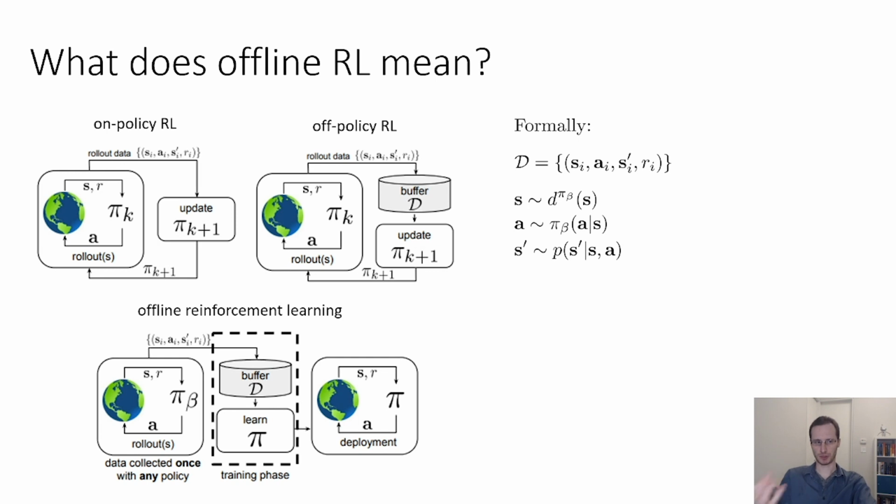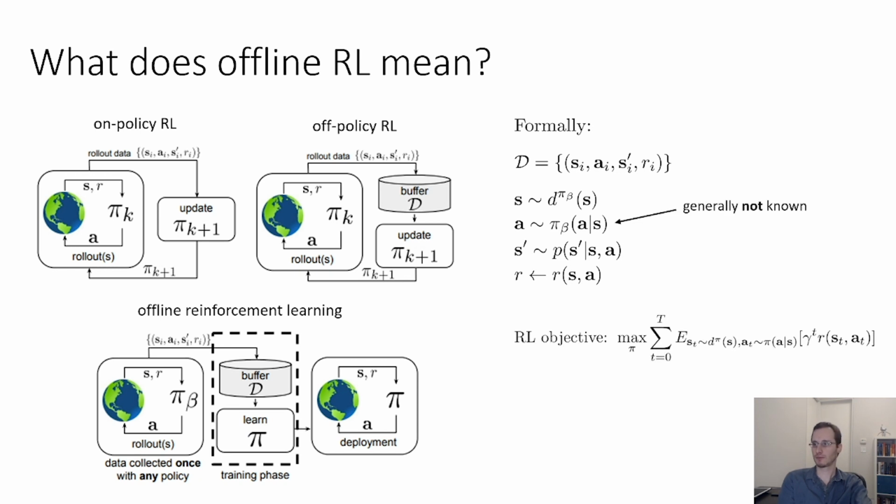The next state, of course, has to be drawn according to the correct environment dynamics probabilities, which we also don't know, but we assume that they're the same. And the reward comes from the reward function, also unknown, but also consistent. The RL objective is still the same. Our goal is still to find a policy that will maximize the expected reward when we actually run it in the environment. But we are not allowed to run it in the environment during training. We can't actually perform those rollouts that I mentioned before, and that's what makes offline RL so much more difficult.